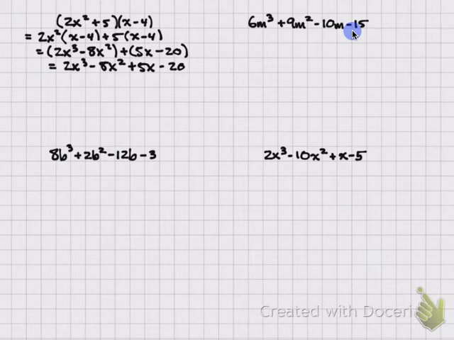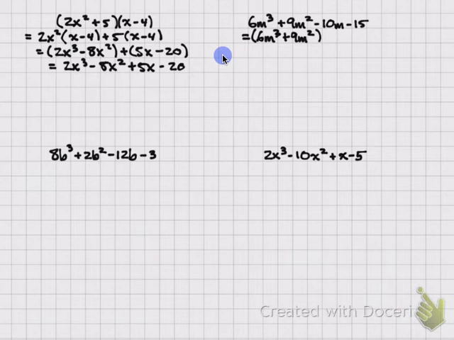All right. There are no common factors. It's in standard form. It's got 4 terms in it, so we're thinking maybe we can factor this by grouping. So let's go ahead and group those first 2 terms together. So we've got 6m to the third power plus 9m squared. And now let's group those second 2 terms together.